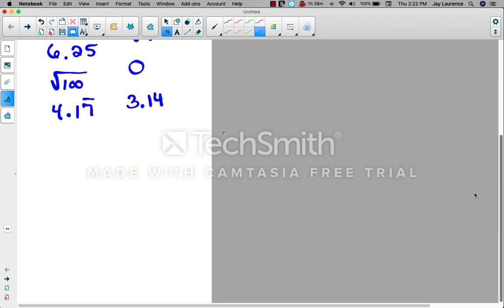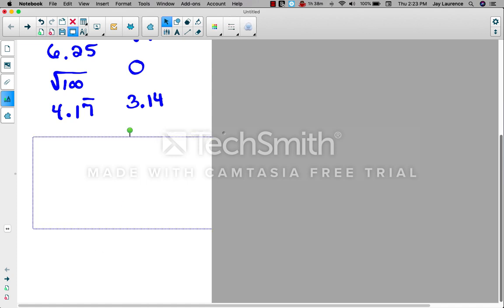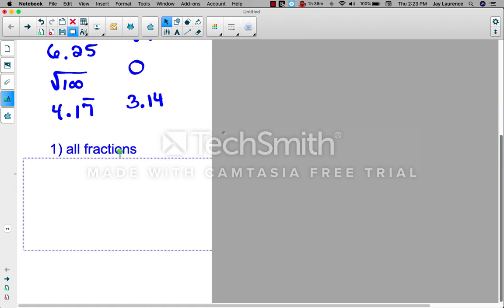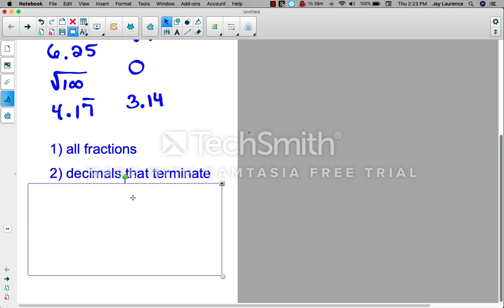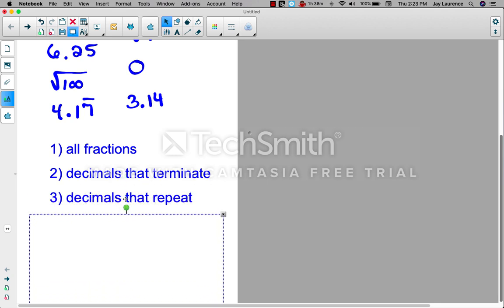And remember, the rational numbers had 3 important characteristics. The 3 important characteristics are: 1, all fractions; 2, decimals that terminate; and 3, decimals that repeat. Yes, that is absolutely true. Okay, those were the rational numbers.